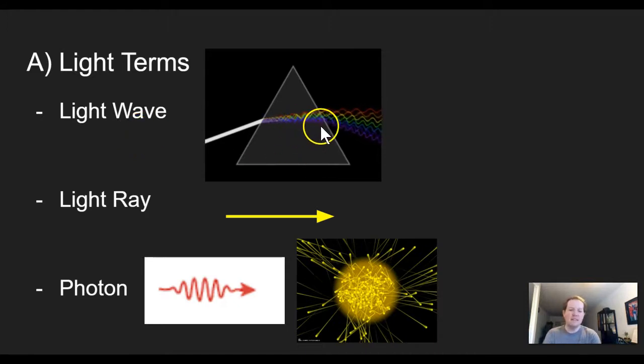Okay, and so here's a basic diagram of light acting like a wave. It acts like a transverse wave. Okay, light is not a longitudinal wave, it's transverse, so the easy one to draw, up and down, up and down. Okay, light wave.